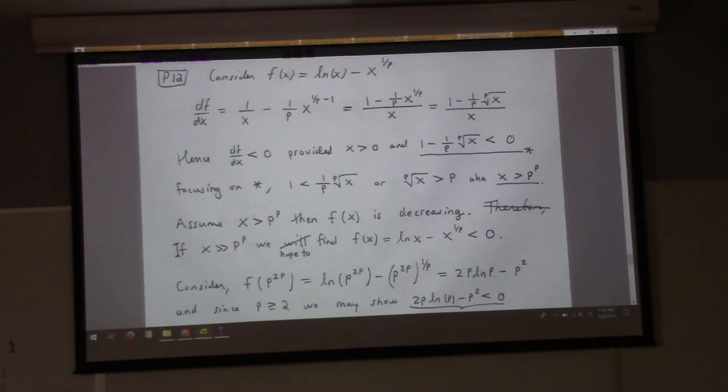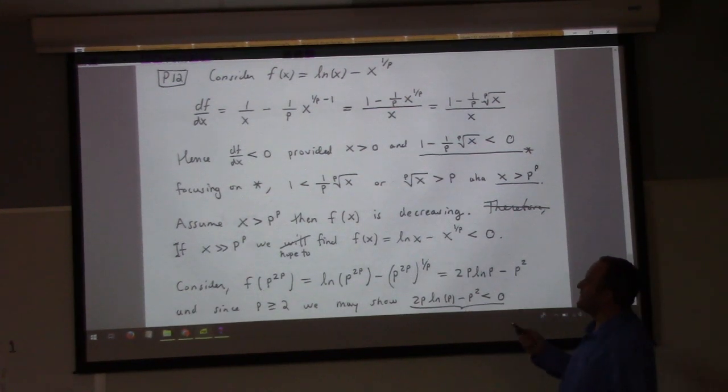Problem 12 required some thinking. So what I did was I defined this function f of x equals the log of x minus x to the pth power, the pth root. I differentiate it, and to figure out whether the derivative is negative, it suffices to get that the numerator is negative for sufficiently large x, because if x is positive, the only way this can be negative is if the numerator is negative, so it gives me this.